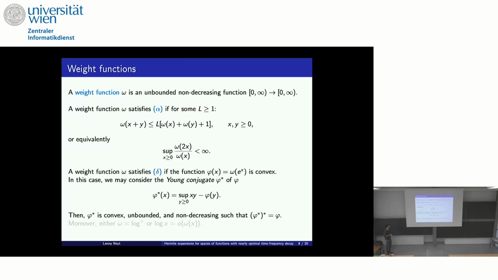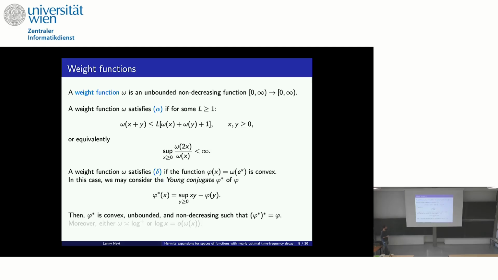is what is called the delta condition. In our context, we don't ask omega to be convex, but just that omega of e to the power x is convex. And then we can take the Young conjugate of this function phi, which is omega of e to the x. Remember, the Young conjugate gives you the conjugate physical property of something: if you go from space, you will go to momentum. So this is how we can connect this time-frequency decay with these ultradifferentiability parameters.